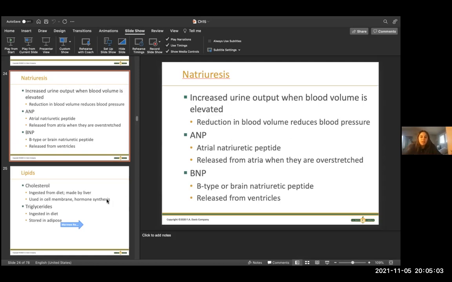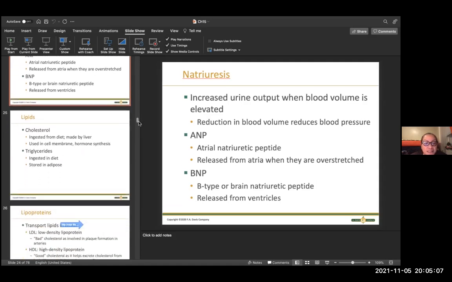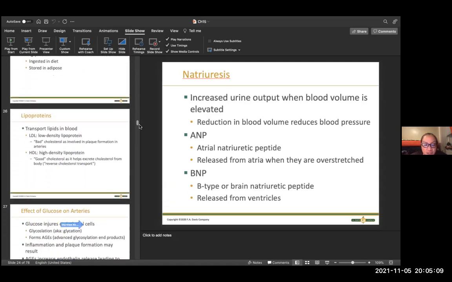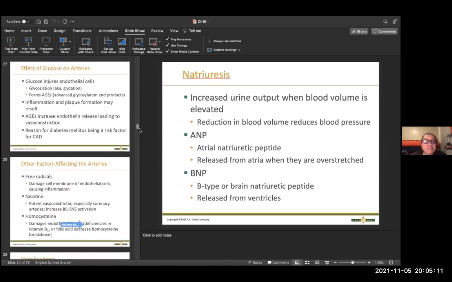So what's next? This one is coming from the brain. Brain natriuretic peptide. All right.